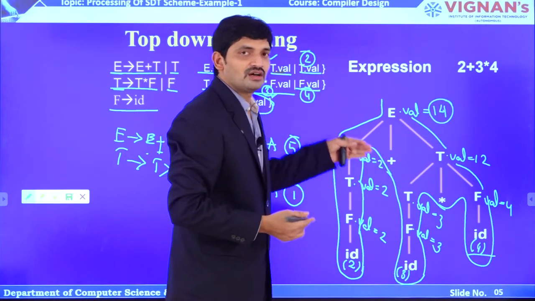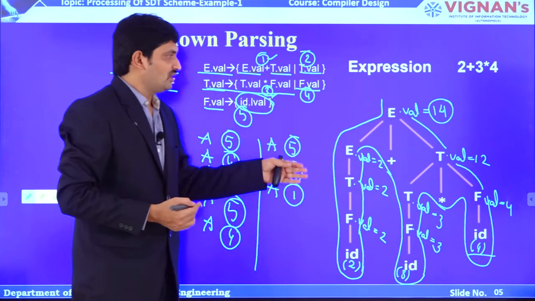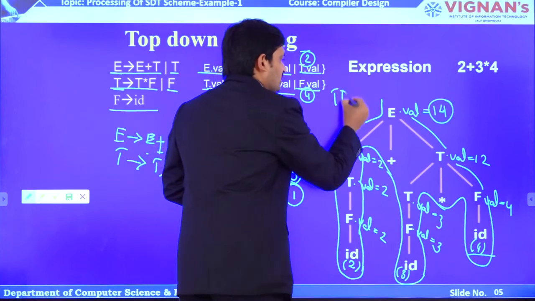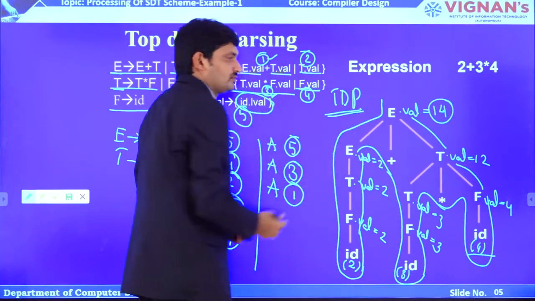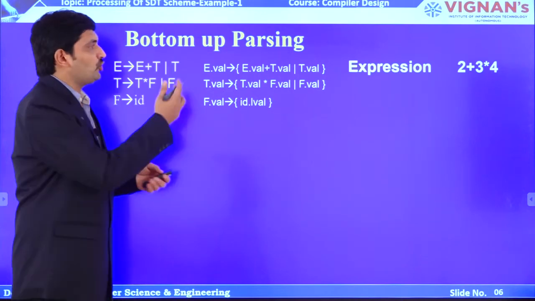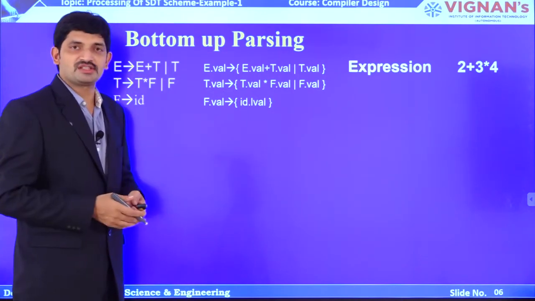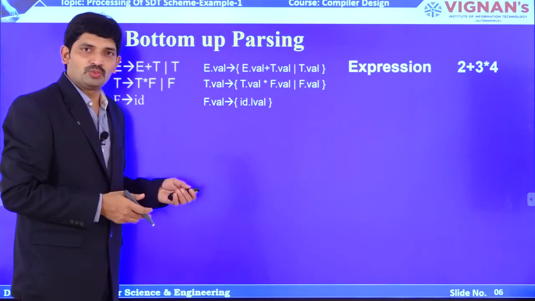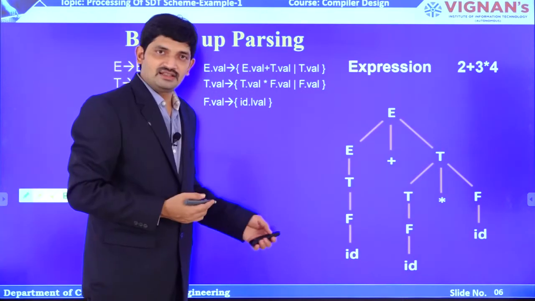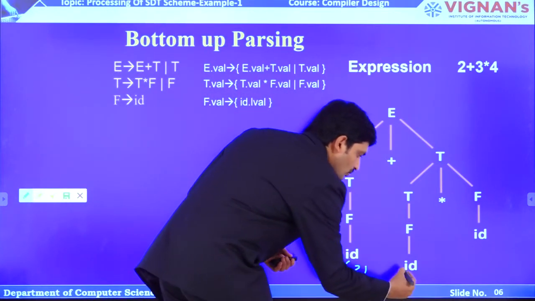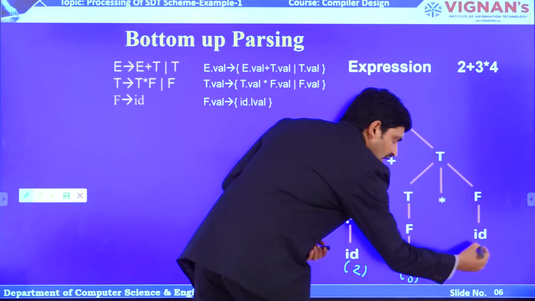So, this is the SDT scheme processing or evaluation of SDT scheme in the top down parser. Okay. Now, come to bottom up parsing. We are going to evaluate the same SDT scheme over the bottom up parsing for the same given expression 2 plus 3 into 4. Assign the values 2, 3, 4 to the IDs 2, 3 and 4.